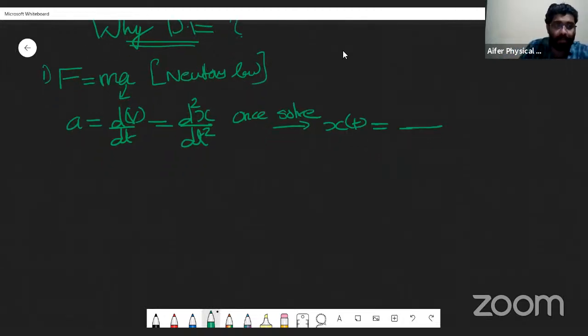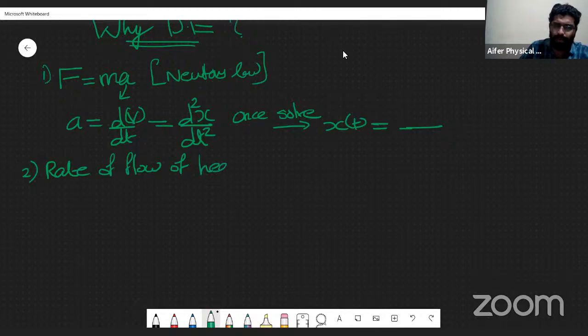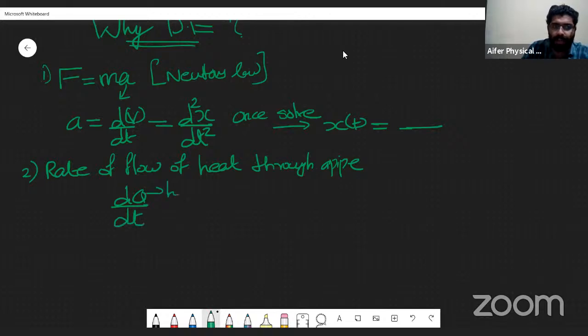Rate of flow of heat through a pipe, from thermodynamics. We will start thermodynamics next week. You are familiar with this equation, which is regarding the heat flow: dq by dt, where q is the heat flowing through a medium, flowing through the pipe, is equal to some constant times the area of cross section of the pipe times the temperature gradient dT by dx.